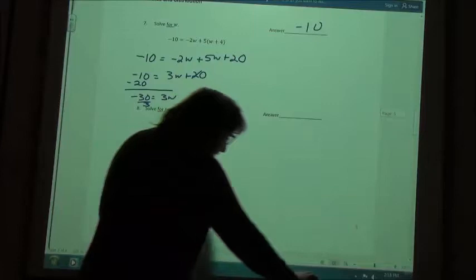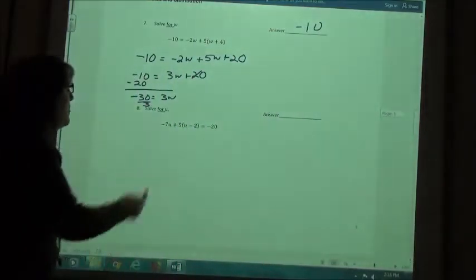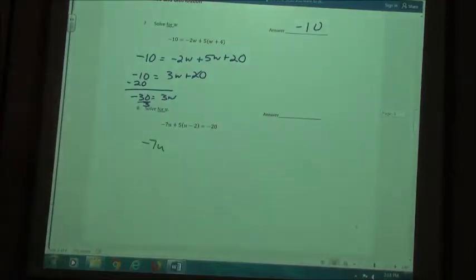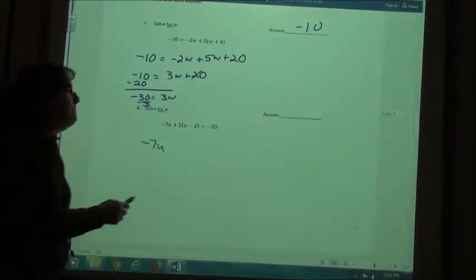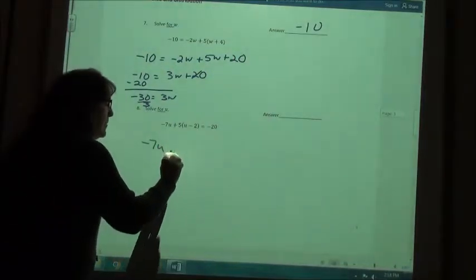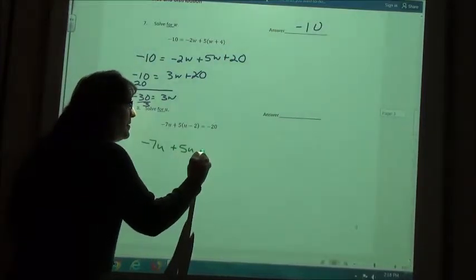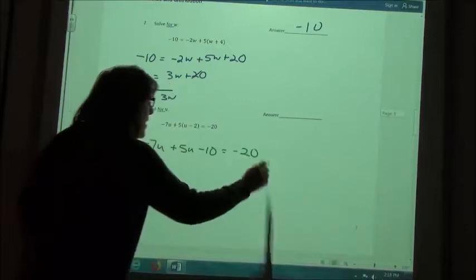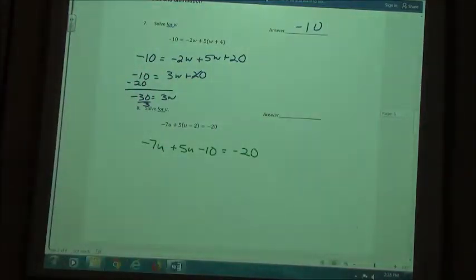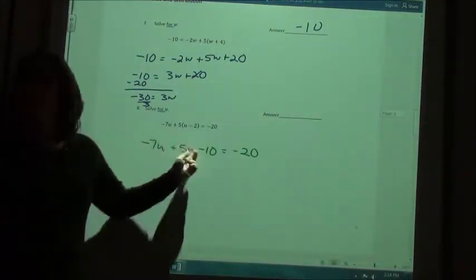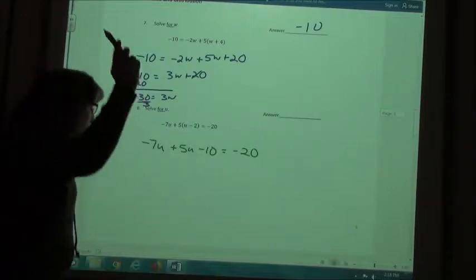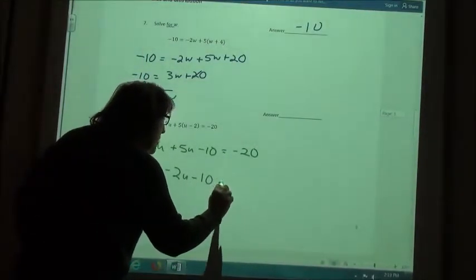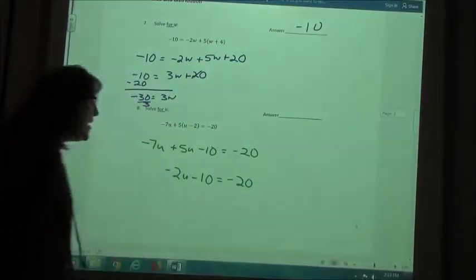So on number 8, if I get rid of my parentheses first, I'm going to have the negative 7u, and then I would have what after that? Plus 5u minus 10 equals my negative 20. Next thing I'm going to do is combine my like terms. Negative 7u plus 5u is negative 2u, so negative 2u minus 10 equals negative 20.